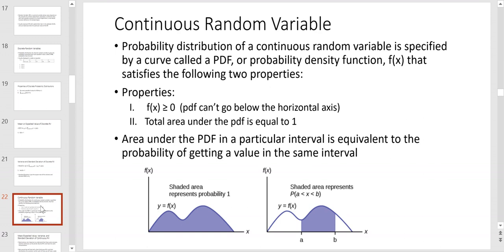The probability distribution of a continuous random variable is specified by a curve called a probability density function, PDF. It's a function, so you could say f of x, that satisfies the following two properties. You'll notice that they're very similar to the two properties that the discrete probability distribution needed to satisfy. First, the function must be greater than or equal to 0. That is, this PDF can't go below the horizontal axis. Second, the total area under the PDF must equal 1.